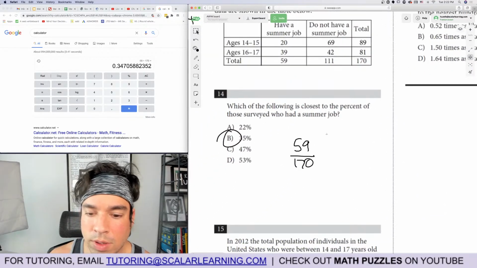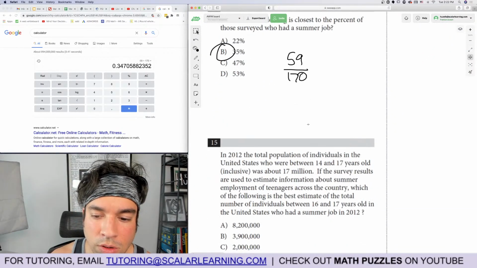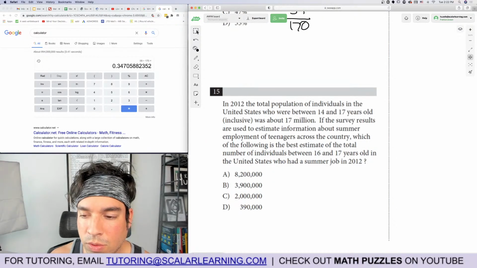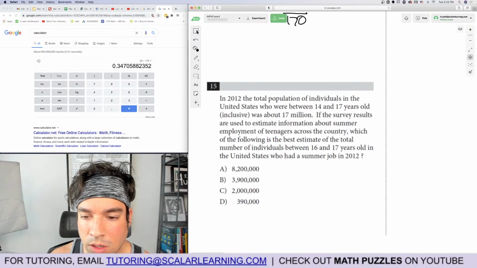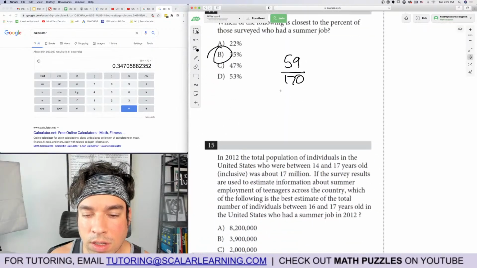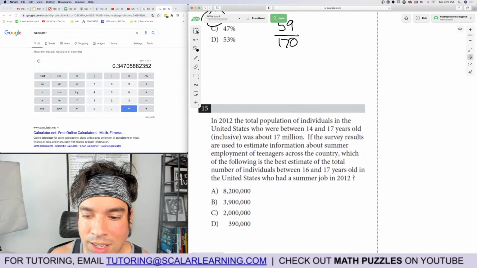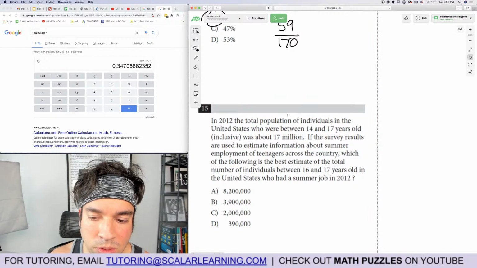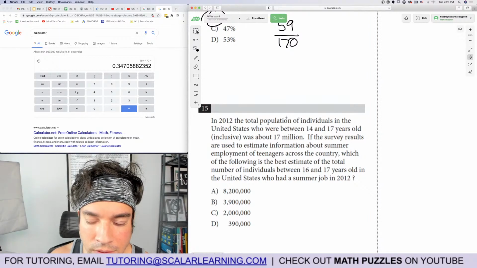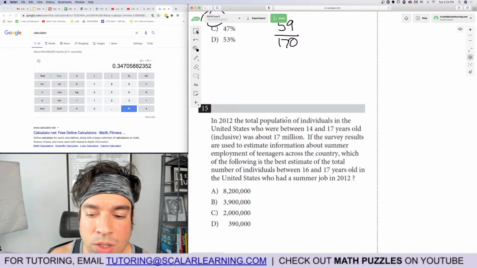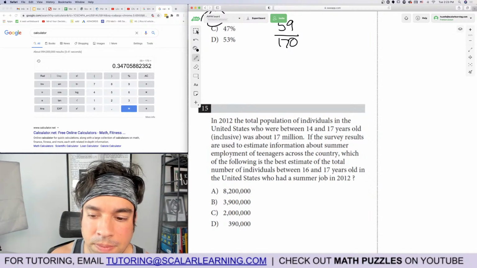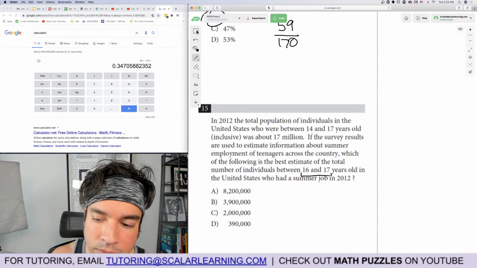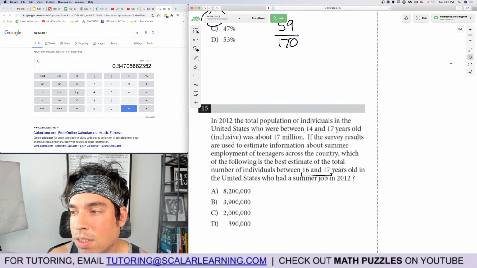Based on the 15. In 2012, the total population of individuals in the United States who were between 14 and 17 years old, inclusive, was about 17 million. Okay, hold on. 14 and 17. That's all of them. It's about 17 million. If the survey results are used to estimate information about summer employment of teenagers across the country, which of the following is the best estimate of the total number of individuals between 16 and 17 who had a summer job? Hold on. So 16 and 17.